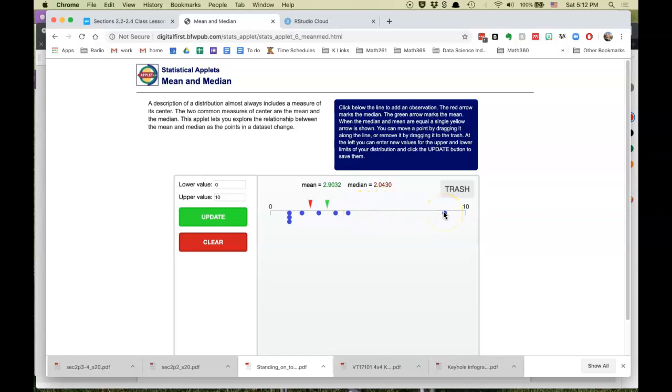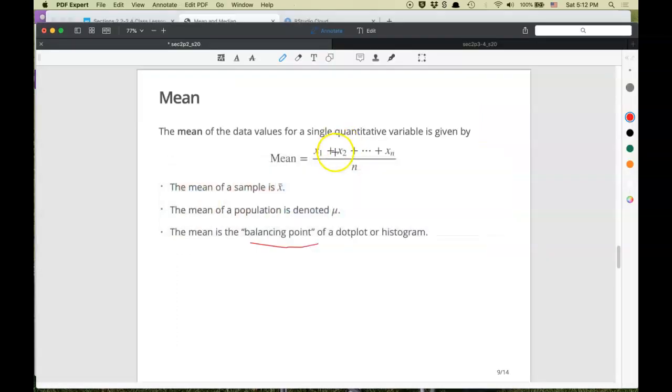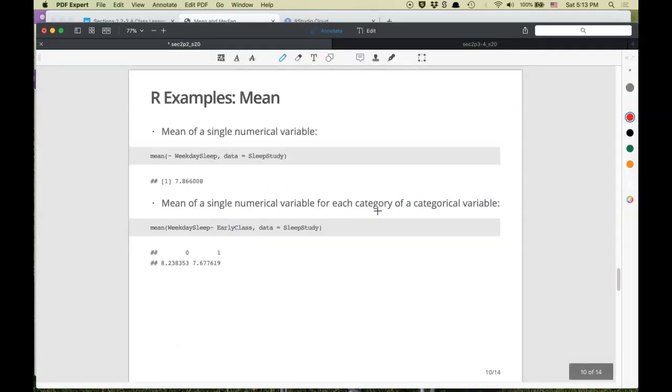And notice the effect of an outlier on the mean. I'm going to trash this value and watch what happens with the mean. All right, it shifted over quite a bit. The median shifted slightly, but that's just because it's a very small data set. But the mean certainly changed markedly. Okay, and so that's going to be another property of the mean. It's going to be sensitive to extreme values.